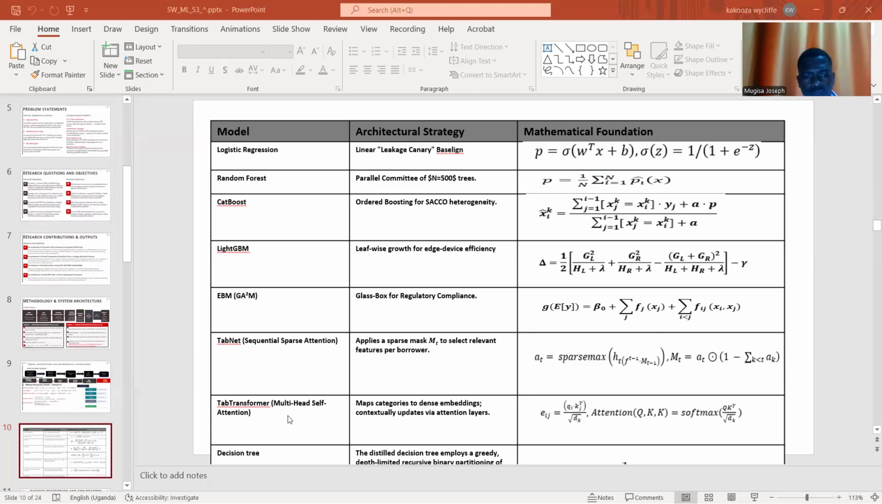And then we have the TabNet transformer. This one converts the categories into values, and makes sure the categories look at other categories in the same record, such that each category updates its values in relation to those similar categories. In that manner, this ensures that the categories interact among each other and captures the relationship that exists between the different ones. Then we have the decision tree.